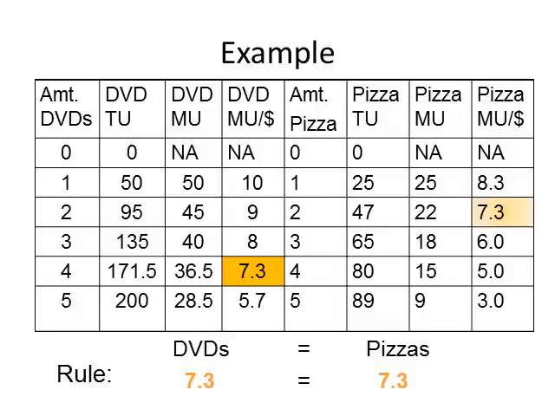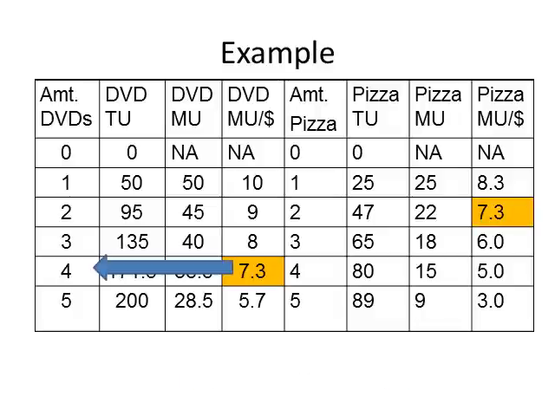First, she will start by finding the amount of DVDs. She will start with the DVD MU per dollar that maximizes her utility, in this case 7.3. Next, she will read across to the amount of DVDs at 7.3. The amount of DVDs that Colleen consumes when her DVD MU divided by dollar sign is 7.3 is 4. So Colleen consumes 4 DVDs.